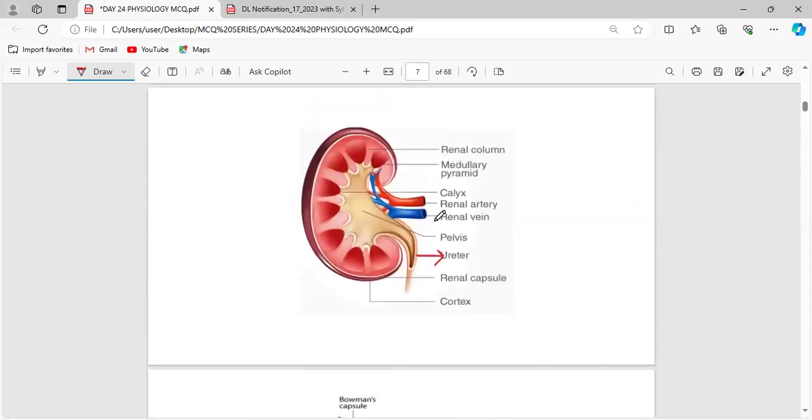Okay. So now coming to the picture. See, we know that this will be the renal artery and renal vein. They bring in the deoxygenated blood and take out the oxygenated blood. See, this is the pelvic region. We know that this will be the ureter and this is the renal capsule. This is the cortex, the outer region, and this will be the medullary region. And these are all the pyramids.